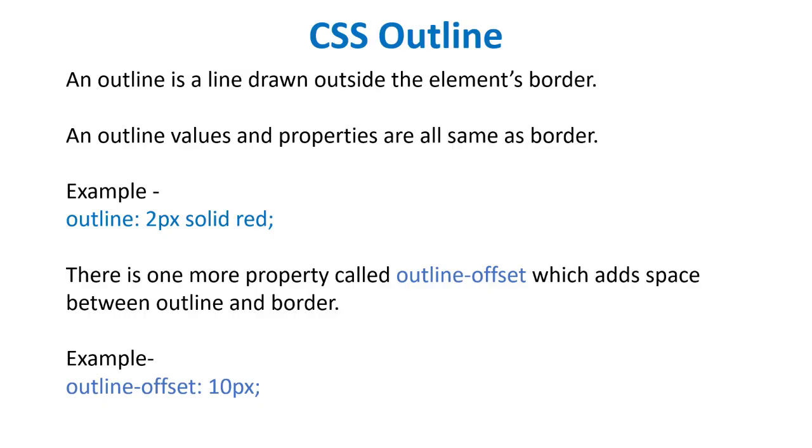An outline is similar to a CSS border. It can be considered as a border for a border. An outline property values and properties are all same as CSS border. Example: outline, 2px solid red.